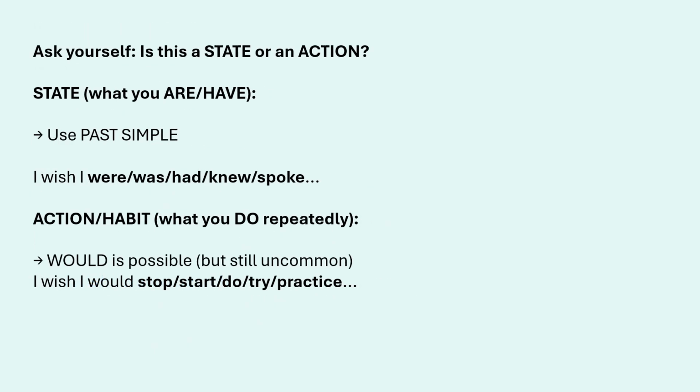Ask yourself, is this a state or an action? State, what you are, have: use past simple. I wish I were, was, had, knew, spoke. Action, habit, what you do repeatedly: would is possible, but still uncommon. I wish I would stop, start, do, try, practice.